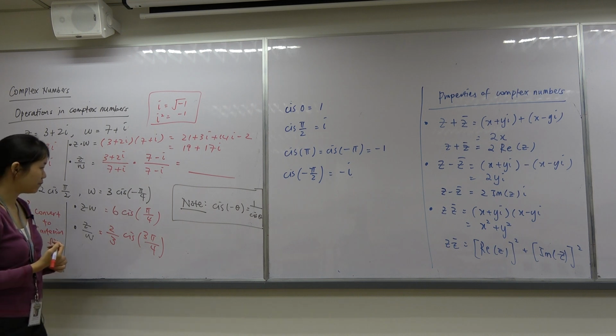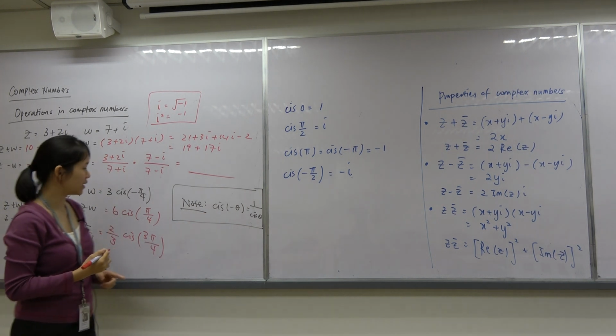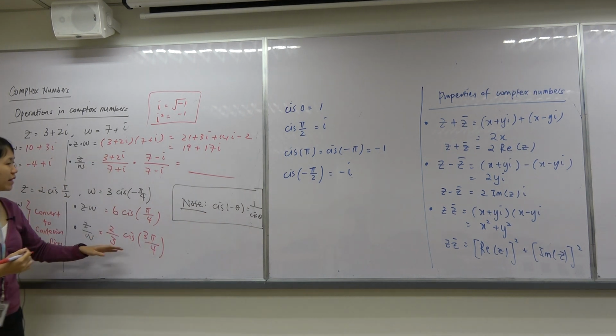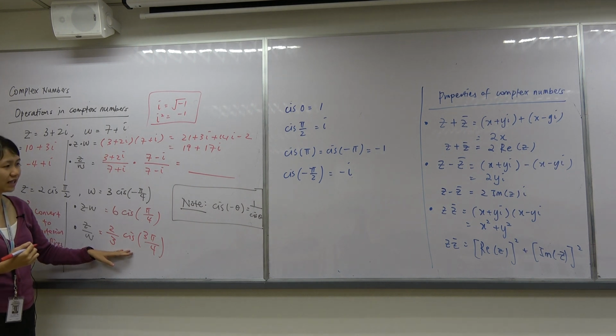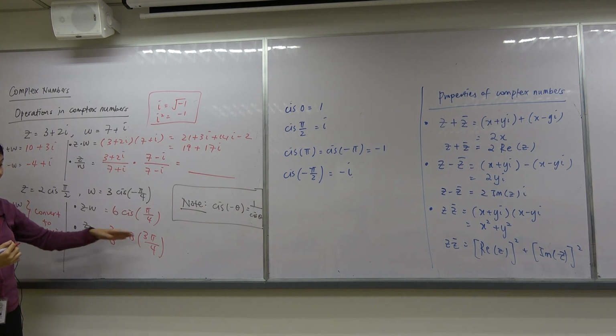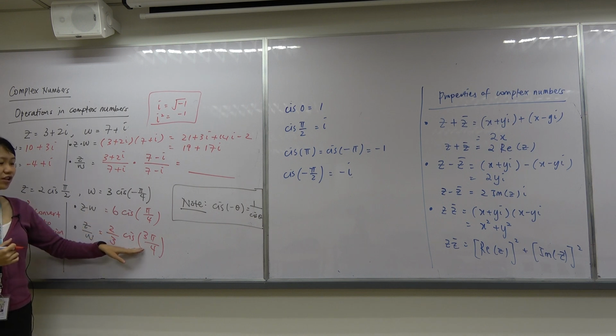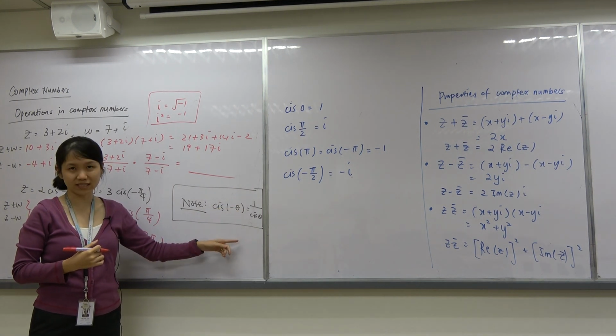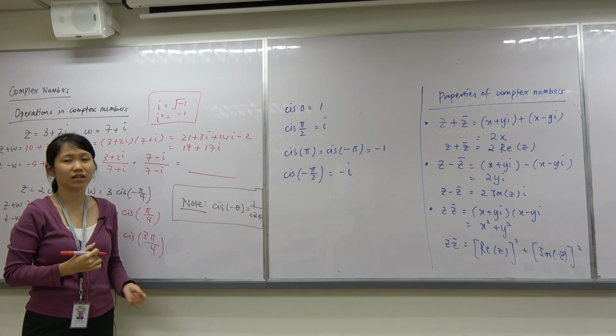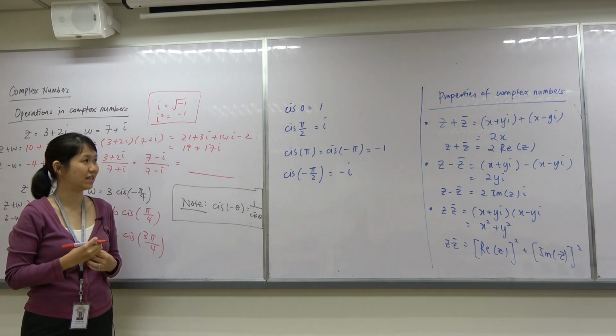Why do I put this here? Sometimes you might not be getting an argument that is positive. It could be negative. So what to note then? cis negative theta is equivalent to 1 over cis theta. You just change the form accordingly and work on it accordingly.